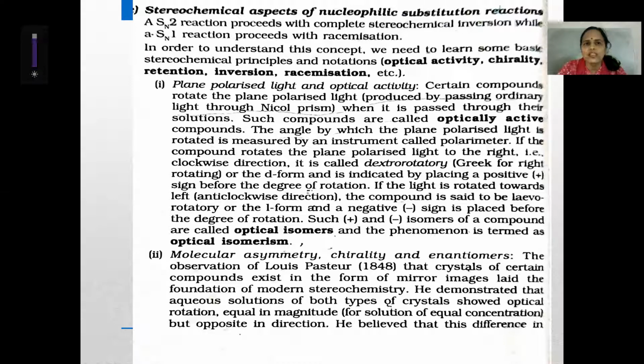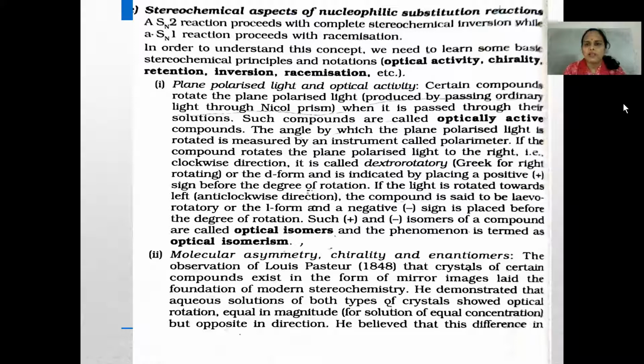Then let us look at the terms related to stereochemical principles. Firstly, we'll see plane polarized light and optical activity. You should be very clear with this term optical activity. So optical activity, they are optical isomers. First, let me tell you how plane polarized light is generated.